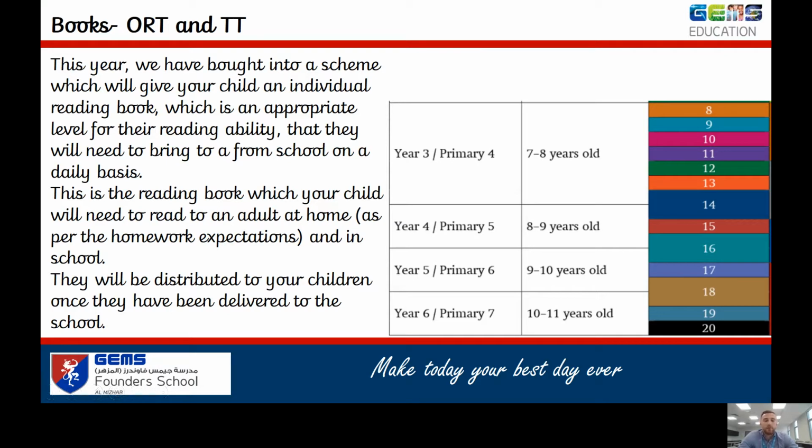We are currently waiting for delivery on our books in Upper Key Stage 2. Once they have been delivered, your child will be assessed and an individual reading book, which is at an appropriate level for your child's reading, will be allocated to them, which they will then take to and from school to read with adults both at home and at school. Once we've got these, we will distribute to your child at the earliest possible opportunity, and these will be heavily linked to our homework expectations, which I will come on to shortly.